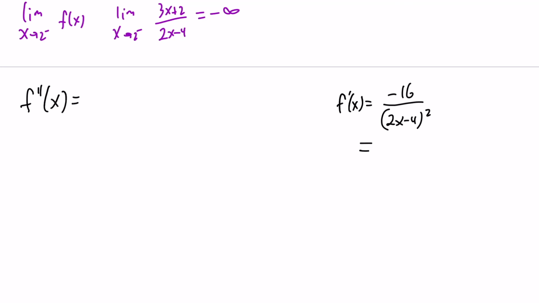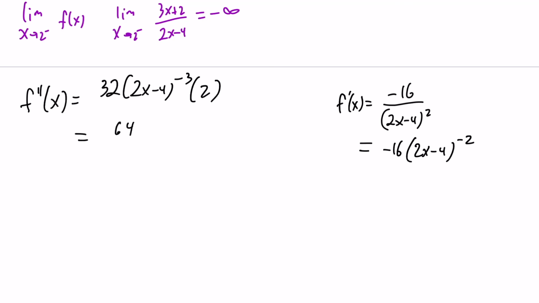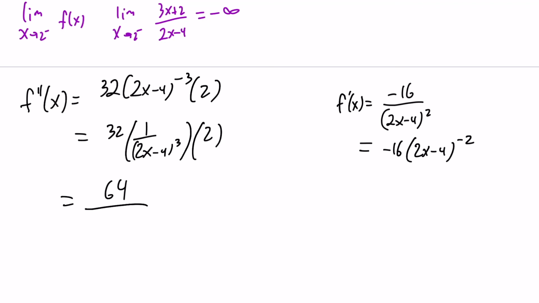We can rewrite this to make it a little bit easier as minus 16 times 2x minus 4 to the minus 2. And that makes it a little bit easier to take the second derivative. If we want to take the second derivative of this, we can just apply the general power rule. So we get 32 times 2x minus 4 to the minus 3 times 2, which is 32 times 1 over 2x minus 4 cubed times 2, which is 64 over 2x minus 4 cubed.